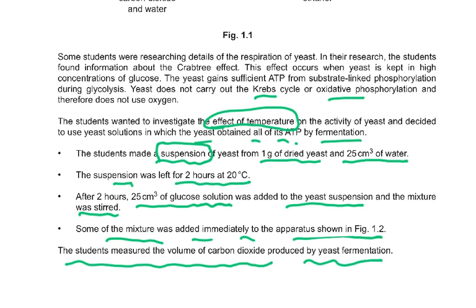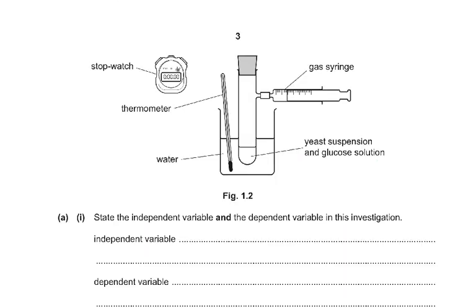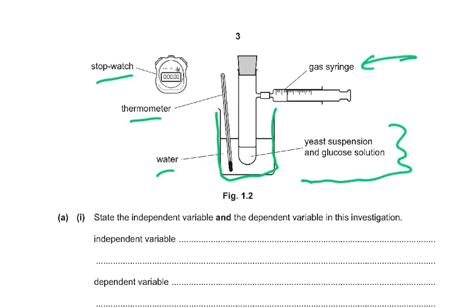So now, 1 gram of yeast, 25 cm cube of water, left for 2 hours at 20 degrees Celsius. These are things that they have controlled. And after 2 hours, 25 cm cube of glucose was added to the yeast and the mixture was stirred. Some of the mixture was added immediately to the apparatus and the students measured the volume of carbon dioxide. So please understand this. Then we look at the apparatus. There's a stopwatch, a thermometer, and a water bath. Then there's a gas syringe, and this is the yeast suspension and the glucose solution.